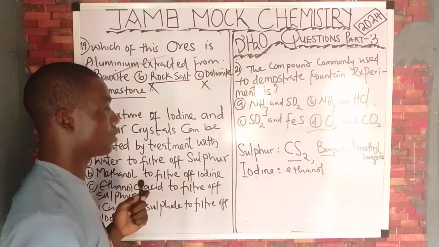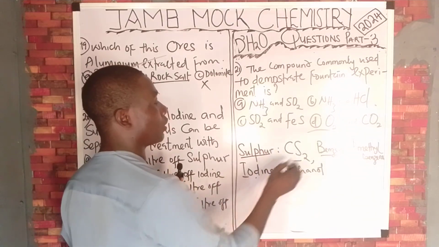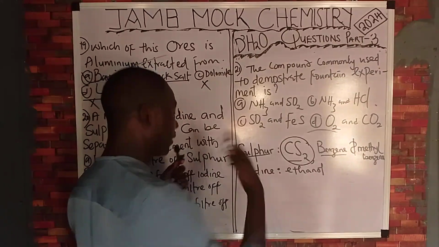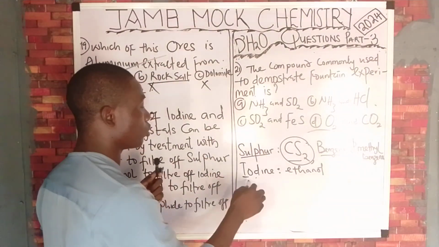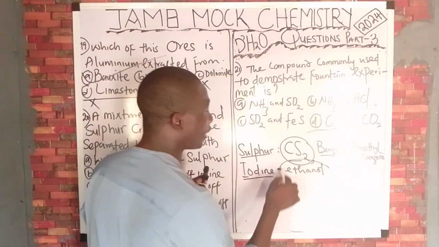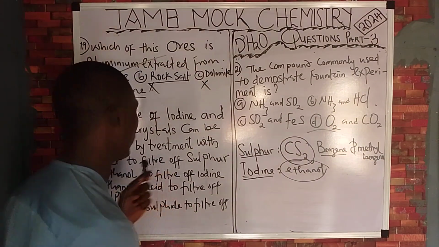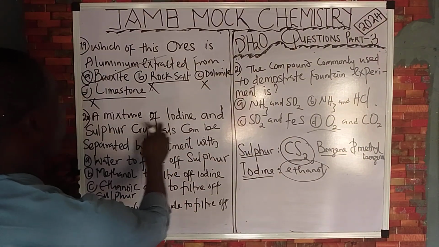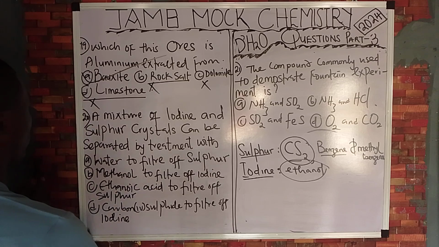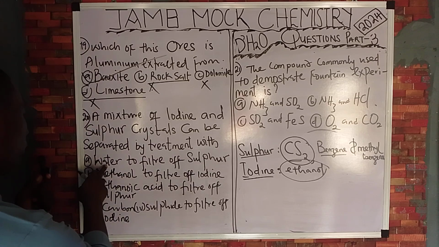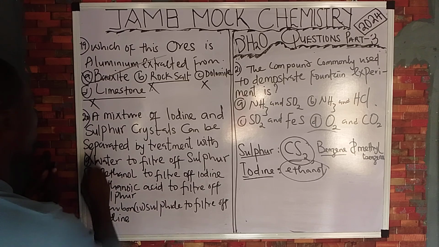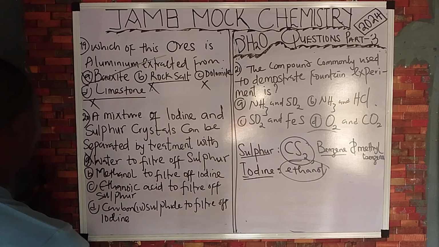Okay, that's so interesting. So either we dissolve the sulfur in carbon disulfide and filter off the iodine, or we dissolve iodine in ethanol and filter off the sulfur. So let's look at the options. A mixture of iodine and sulfur crystals can be separated by treatment with water to filter out sulfur. That's wrong, because iodine is not soluble in water.